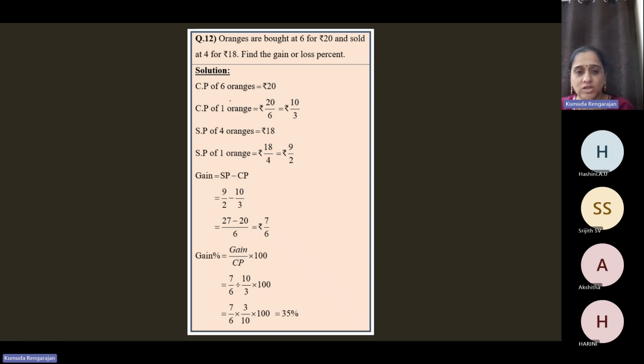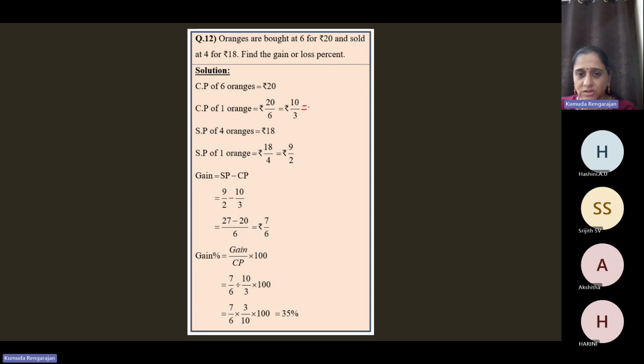Okay. So children, the CP of 6 oranges is given. You can find the CP of 1 orange. Then the SP of 4 oranges is given. You can find the SP of 1 orange. Right? Then how do you make out which value is more?